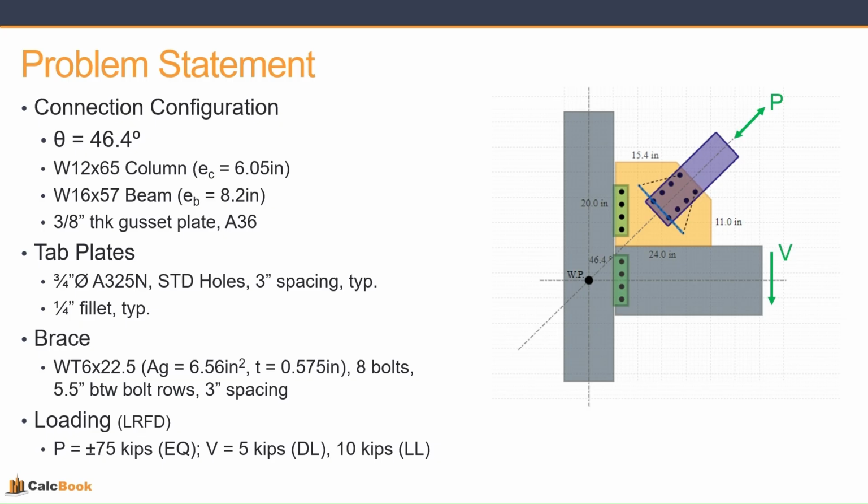For our tab plates, we're going to utilize 3/4 inch bolts, A325-N, so the shear threads are not excluded from the shear plane. Standard holes, 3-inch spacing typical, and 1/4 inch fillet welds. The brace is a WT6x22.5, and then we have some material properties there that we pulled out of the book. We're assuming 8 bolts, so 2 rows of 4 bolts, 5.5 inches between bolt rows, and 3-inch spacing between bolts. Our loading is plus or minus 75 kips, right? So that's earthquake loading on the brace. And then we are also going to include a beam vertical load, so a reaction from our floor loading of 5 kips dead load and 10 kips live load.